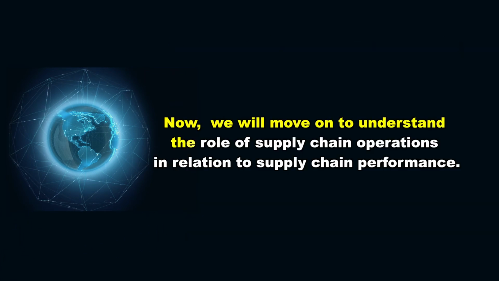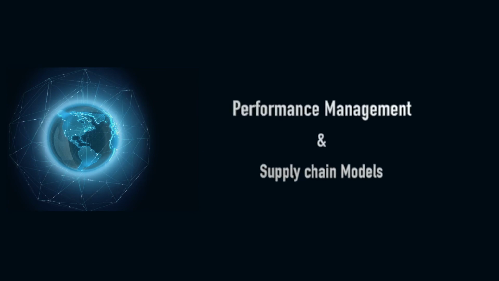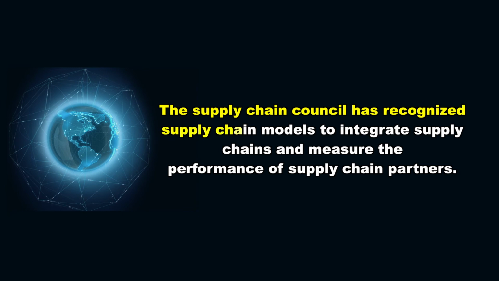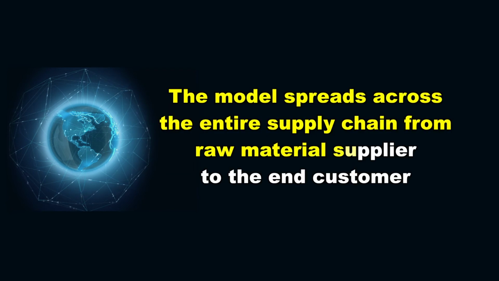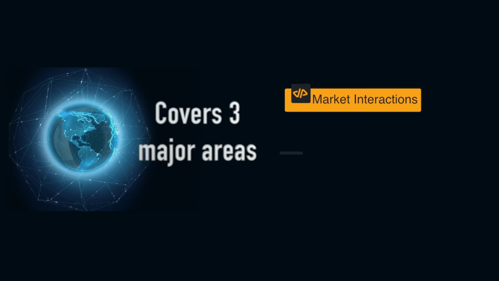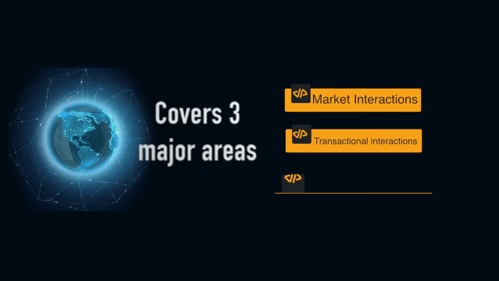Now we will move on to understanding the role of supply chain operations in relation to supply chain performance. Performance management and supply chain models. The Supply Chain Council has recognized supply chain models to integrate supply chains and to measure the performance of supply chain partners. The model spreads across the entire supply chain from raw material supplier to the end customer and covers 3 major areas, namely market interactions, transactional interactions and customer interactions.